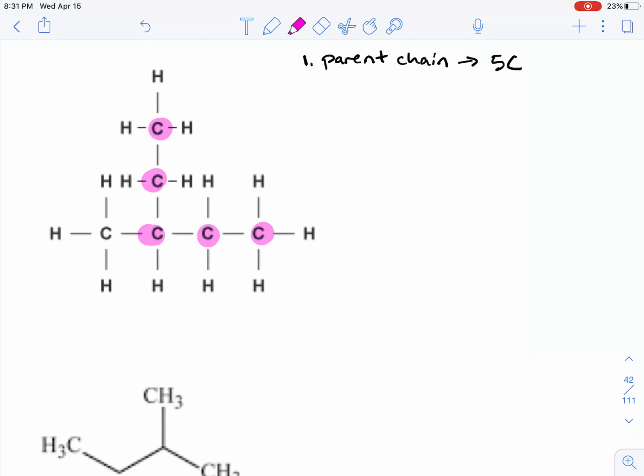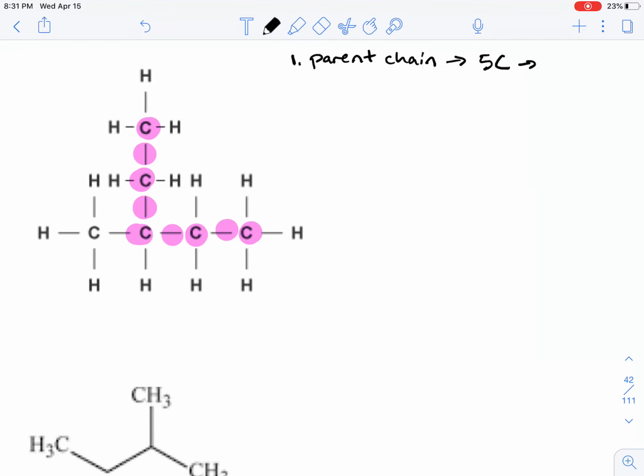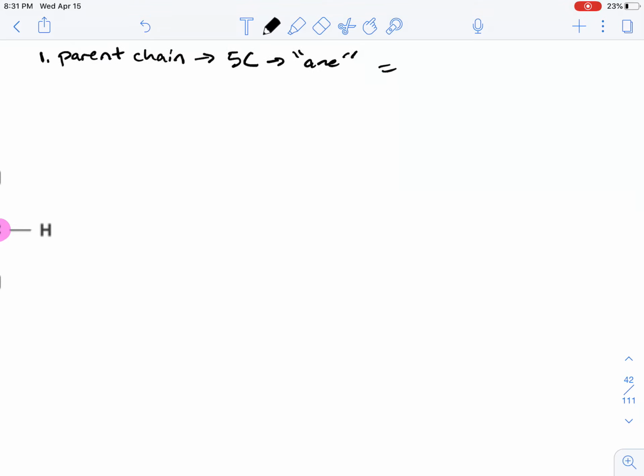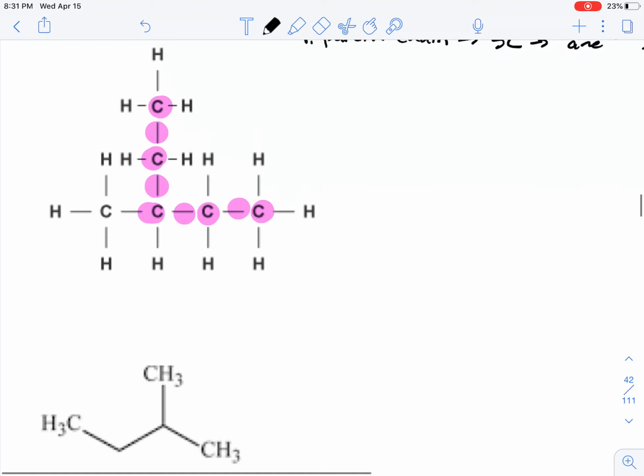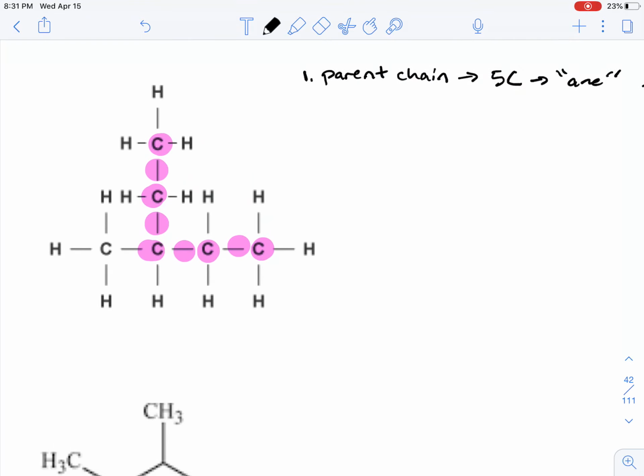Now, if you look at all the bonds within those 5 parent chain carbons, they're all single bonds. And so therefore, it's going to give me that ANE ending. So overall, I will get pentane as my parent name. And so anything that I did not identify as parent is going to be the substituent. And so therefore, this carbon is going to be my substituent.